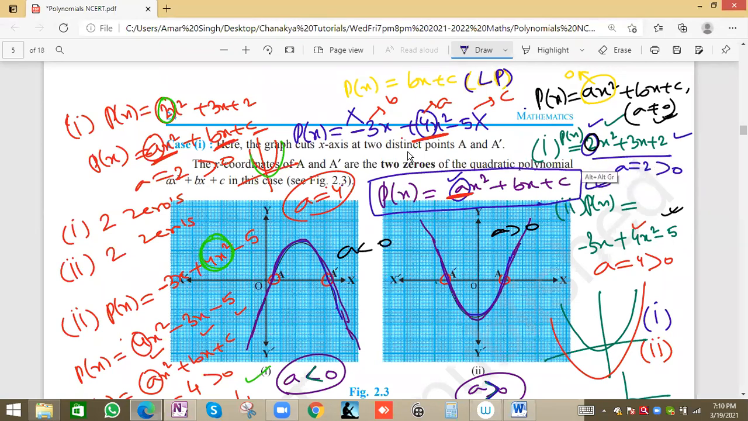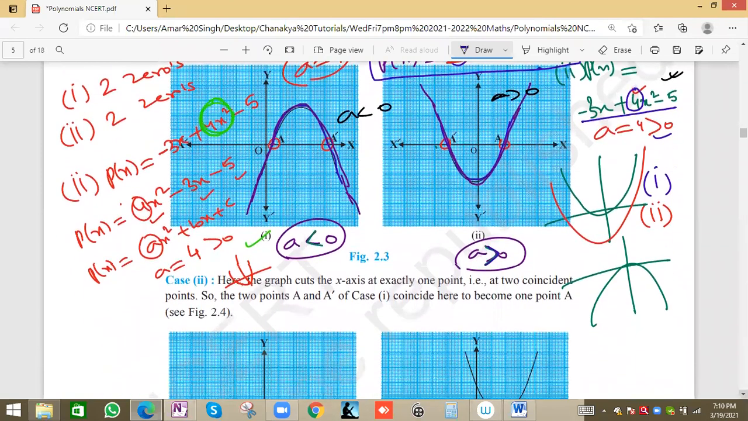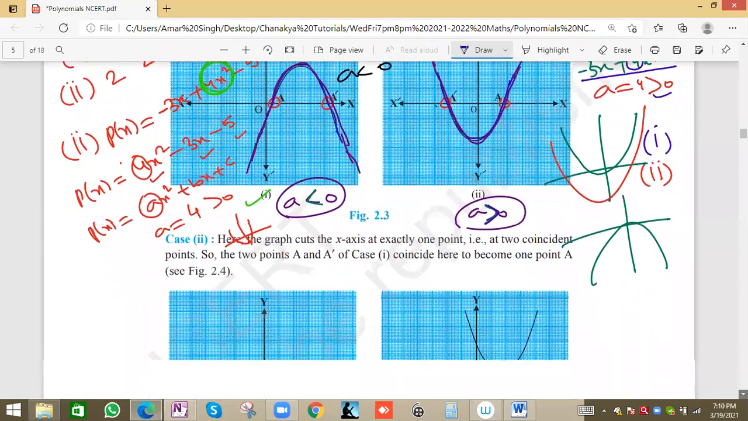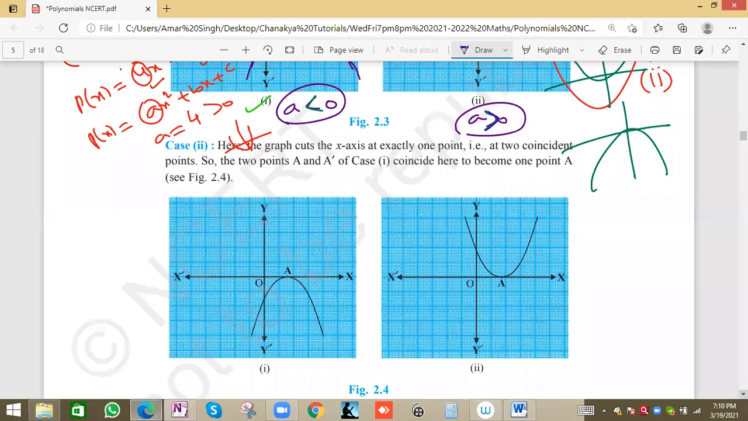For the first one, the A value is 2, meaning the graph will open in the upward direction. For this equation, again we can see the A value is 4, not minus 3, because A is the coefficient of x square. So A is 4. Again 4 means greater than 0, so the graph will open in the upward direction. Correct. Got it? Any doubt? Up till now we have seen this in the last session. Now we'll see this one.